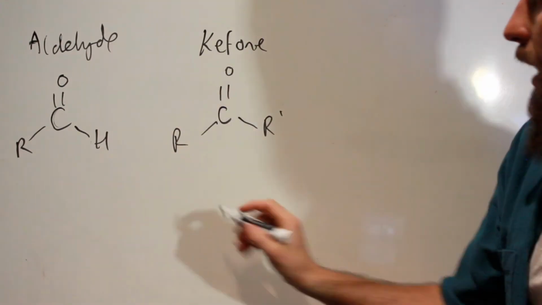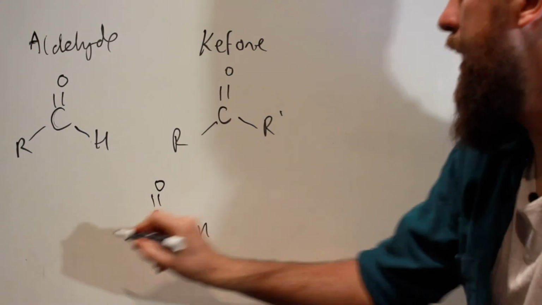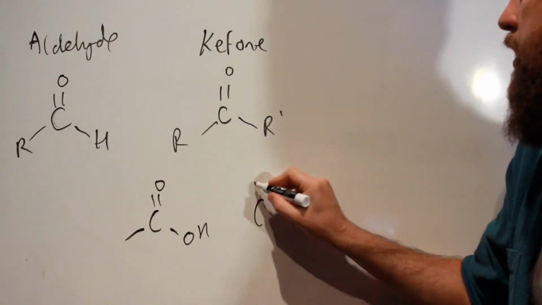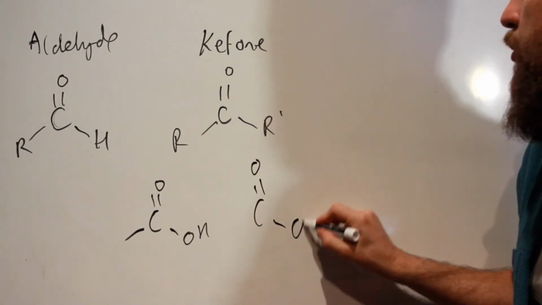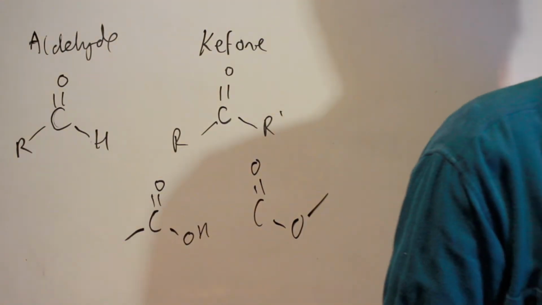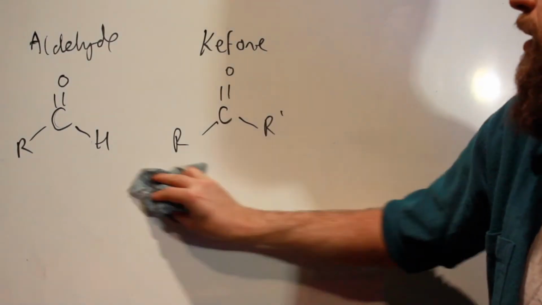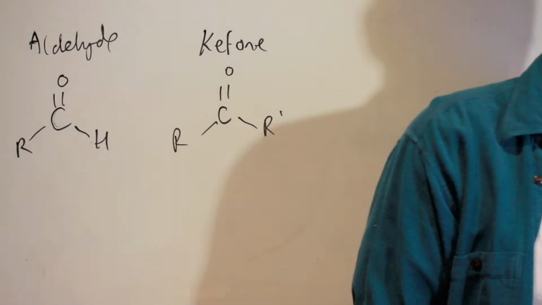Like I say, carboxylic acids also contain this carbonyl group. Esters also contain the carbonyl group, just being that C double bond O. But we'll look at carboxylic acids and esters in a bit more detail in some coming lessons. So just starting with the aldehydes and the ketones for today.